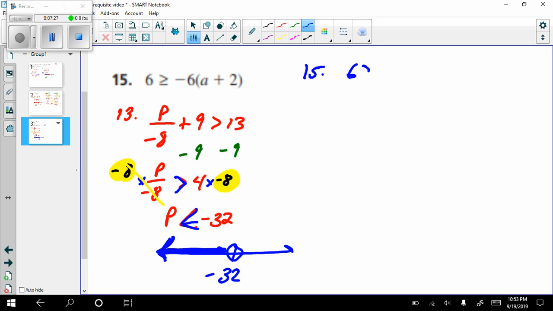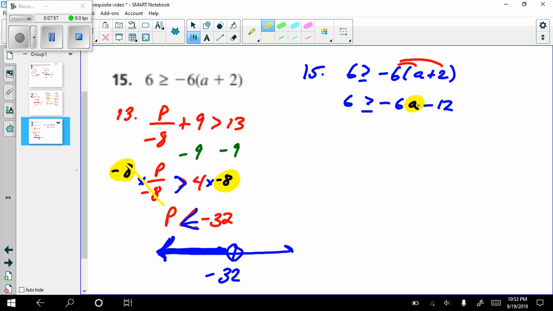So this is 6 is greater than or equal to negative 6 times a plus 2. We are going to start by distributing. So that is where this problem is a tiny bit different. 6 is greater than or equal to negative 6a minus 12. Okay, that's what I get when I distribute that negative 6 times the a and then negative 6 times a positive 2.